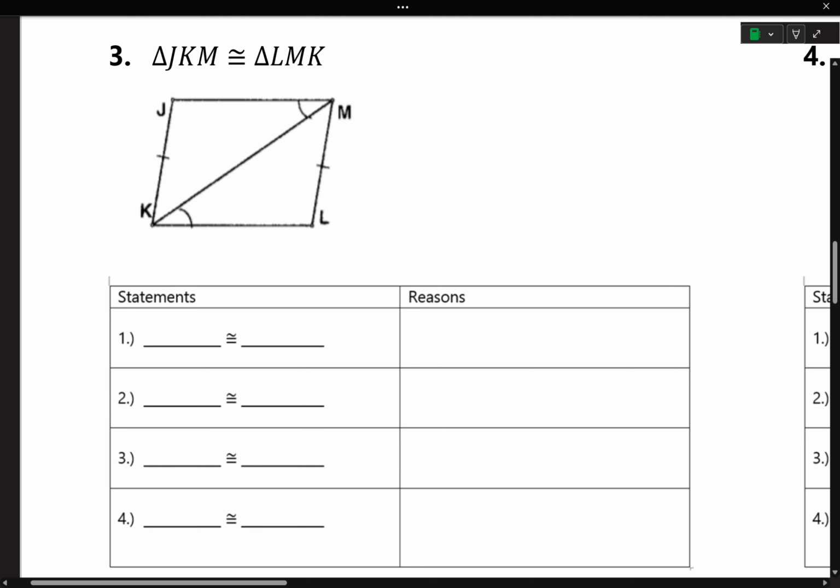Number 3. Let's see. Are these two triangles congruent? They both share this side. They both have an angle. And then they both have this side. Oh, dang it. You know what we have here? We have an ASS. So these are not congruent.